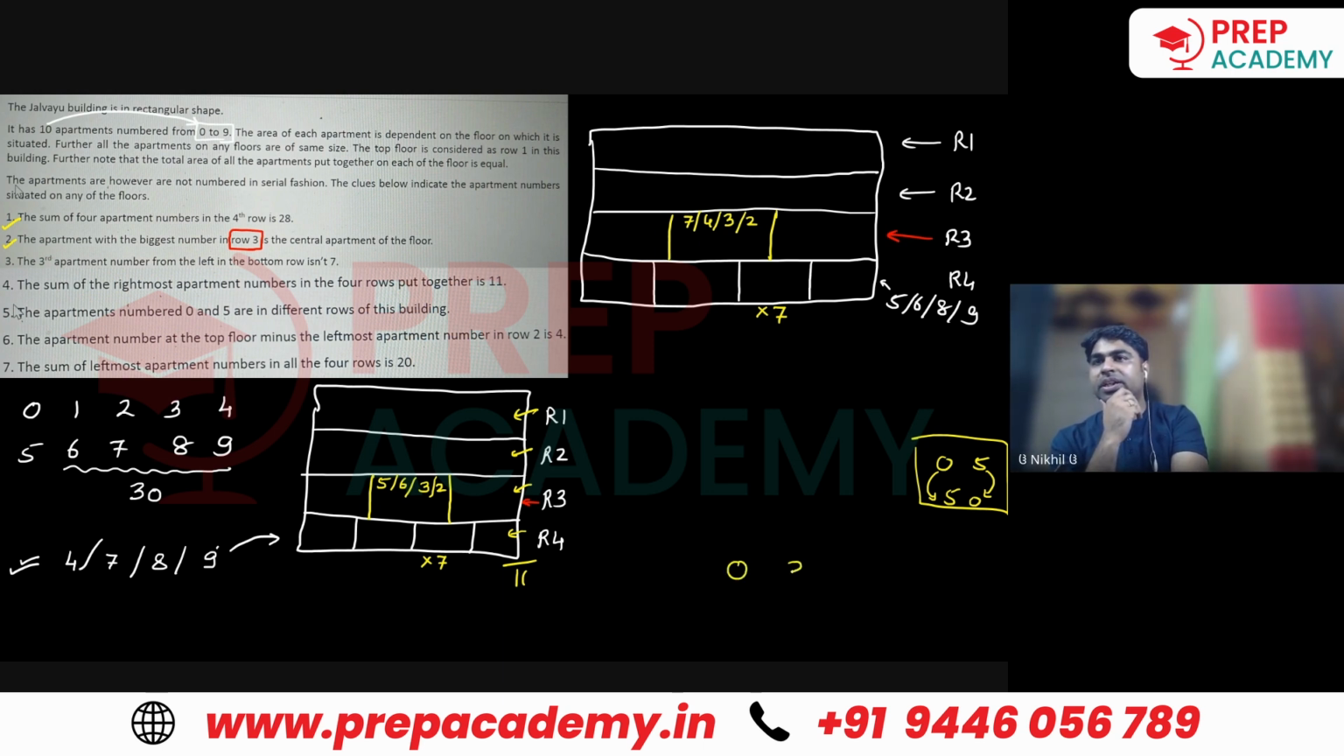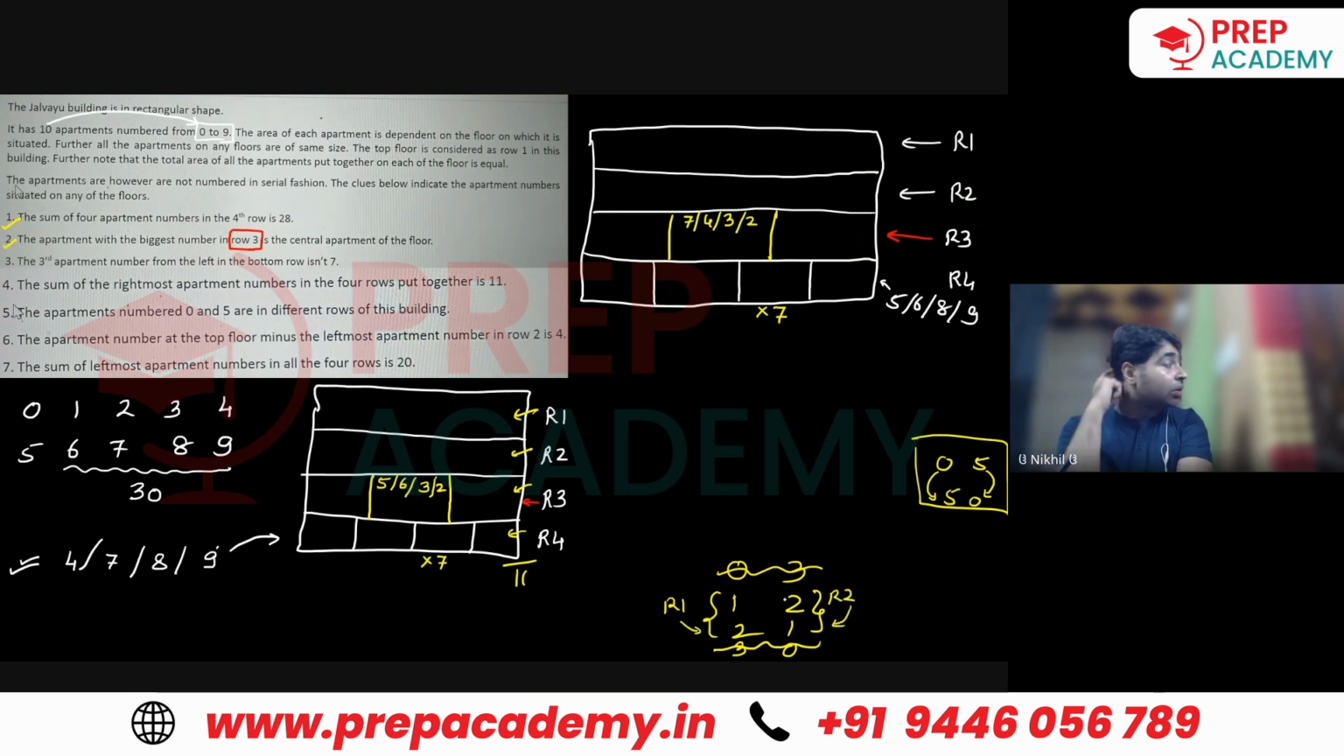It can be 0, 3, it can be 1, 2, it can be 2, 1, it can be 3, 0. Now 0 apartments on any floor is illogical. So it can either be 1 and 2 or 2 and 1. Yes. Right? So in row 1, 1, and in row 2, 2, or in row 1, 2, and in row 2, 1. Now, if you see this particular statement, the apartment, not apartments, number at the top floor minus the leftmost.